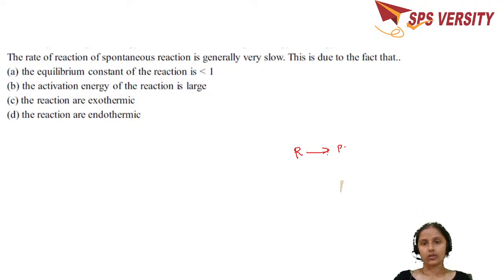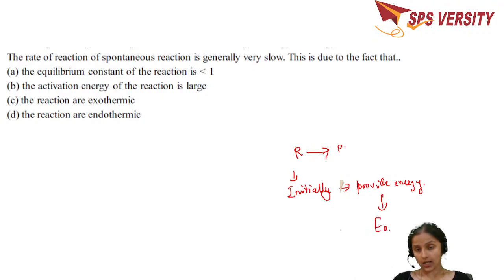How about the equilibrium constant? A spontaneous reaction need not be reversible, so we don't come across the equilibrium constant over here. But generally, for a spontaneous reaction, initially, when the reaction starts, you have to provide energy. You have to initiate it. You have to provide the energy which acts as its activation energy.